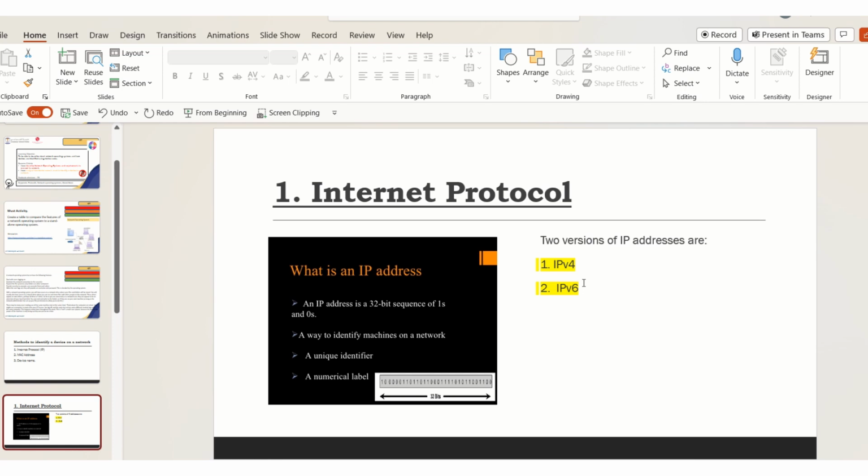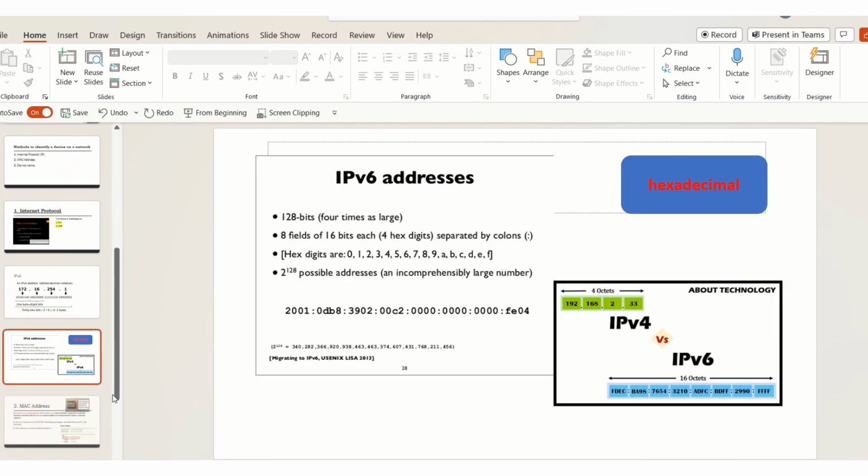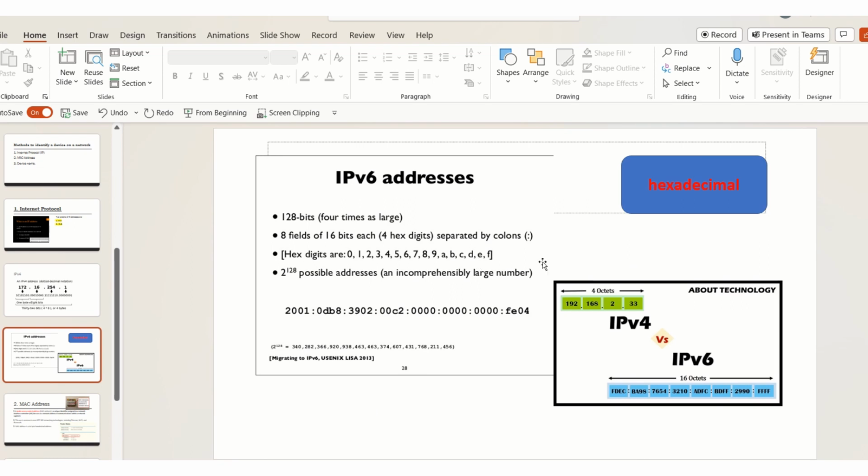Then the IP address representation. This is a 32-bit IPv4 address. 32-bit means whatever is represented in binary digits, that is 32 bits. It is converted to decimal notation. It is called dotted decimal notation. Now IPv6, hexadecimal, it has got 16 bits per group. This is an example for hexadecimal.